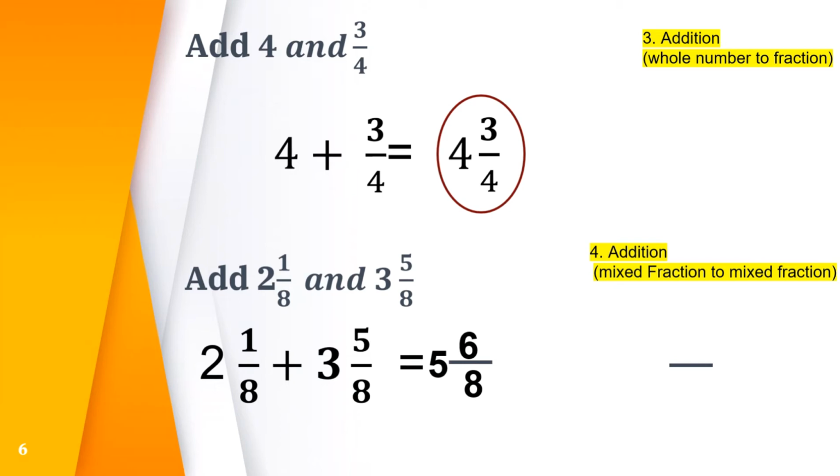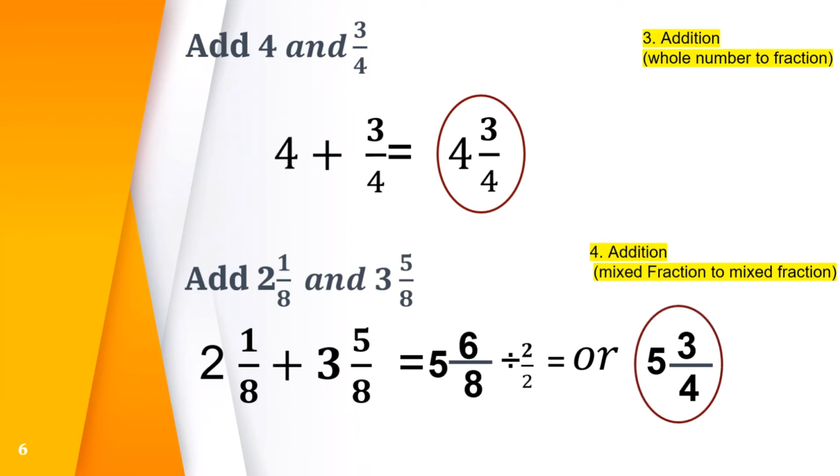Then, i-analyze natin kung ang 5 and 6/8 ba ay nasa lowest term na. So, since 6 and 8 are even numbers, automatically, madedivide pa natin sila sa 2. 6 divided by 2 equals 3. 8 divided by 2 equals 4. And then, copyhin natin yung ating whole number na 5. And that is the final answer. 2 and 1/8 plus 3 and 5/8 equals 5 and 3/4.